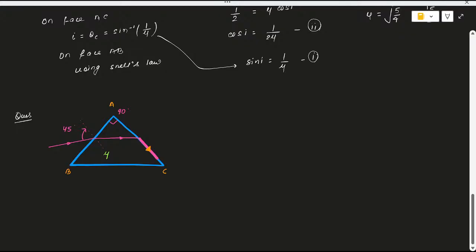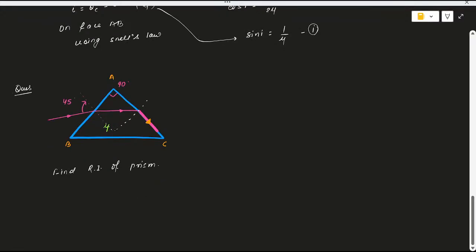Anything else to be written? I have understood every information from this question. If I write find refractive index of prism, would you be able to do it? Yeah, please do. It's a similar question, just instead of writing 30 degree, I have written 45. Nothing else. The entire process would remain the same. Except for 30 degree, you'll have to write 45 degree.